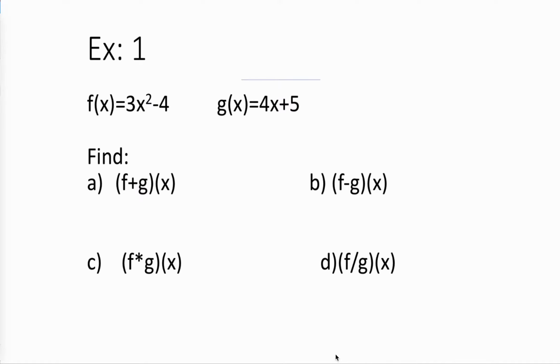So, for example, if f of x is 3x squared minus 4, and g of x is 4x plus 5, f plus g of x is going to be f of x plus g of x, which is going to be 3x squared minus 4, because that's f of x, plus 4x plus 5, because that's g of x. And we combine our like terms. That's 3x squared plus 4x plus 1. Plus 5 minus 4 is plus 1.